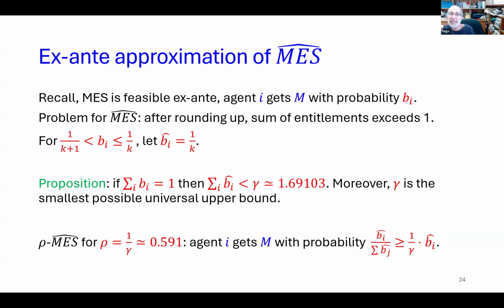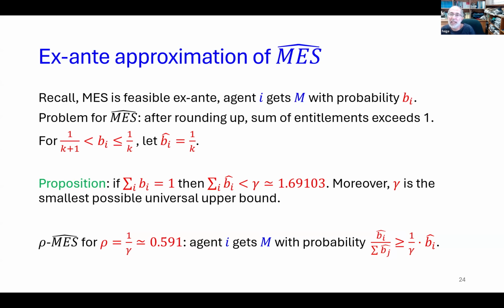So the MES is feasible. You can give each agent the grand bundle with probability bi, or if you are additive, as we are here, each item separately you can give with probability bi. The problem with MES hat is that after rounding up the entitlement, the sum of entitlements exceeds 1. This is really the problem with it, and because of this, it is not feasible.